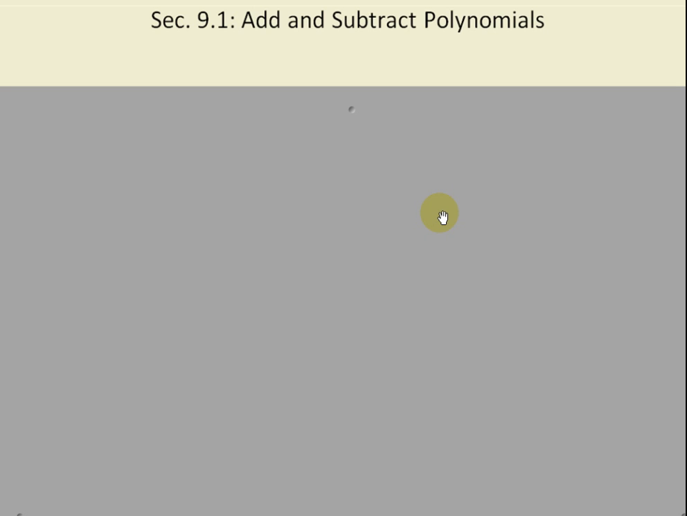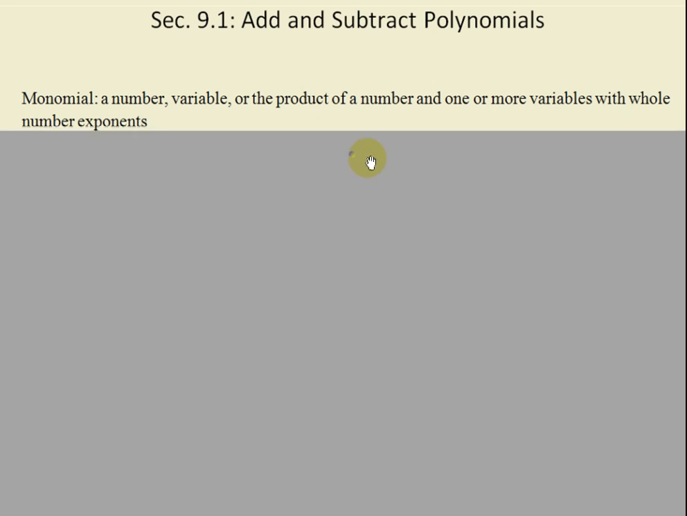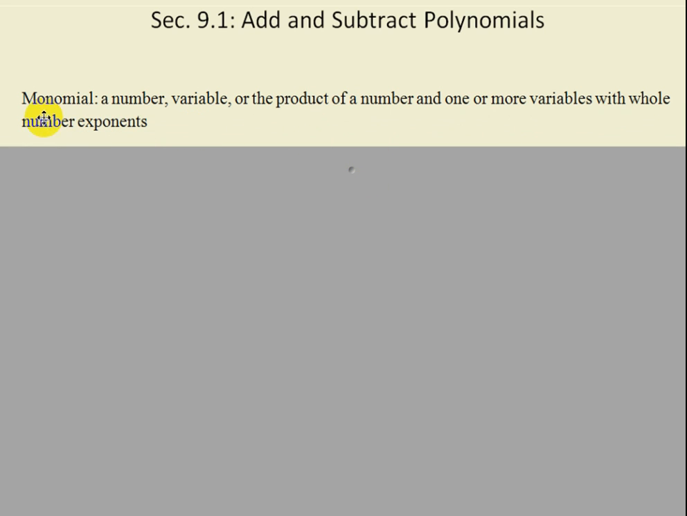In Chapter 9, we're going to be looking at polynomials. And we've seen these before, but now we're going to look specifically at rules of working with polynomials in terms of how do we perform operations with them, and towards the end of the chapter, how do we factor polynomials. So first of all, let's look at a monomial.